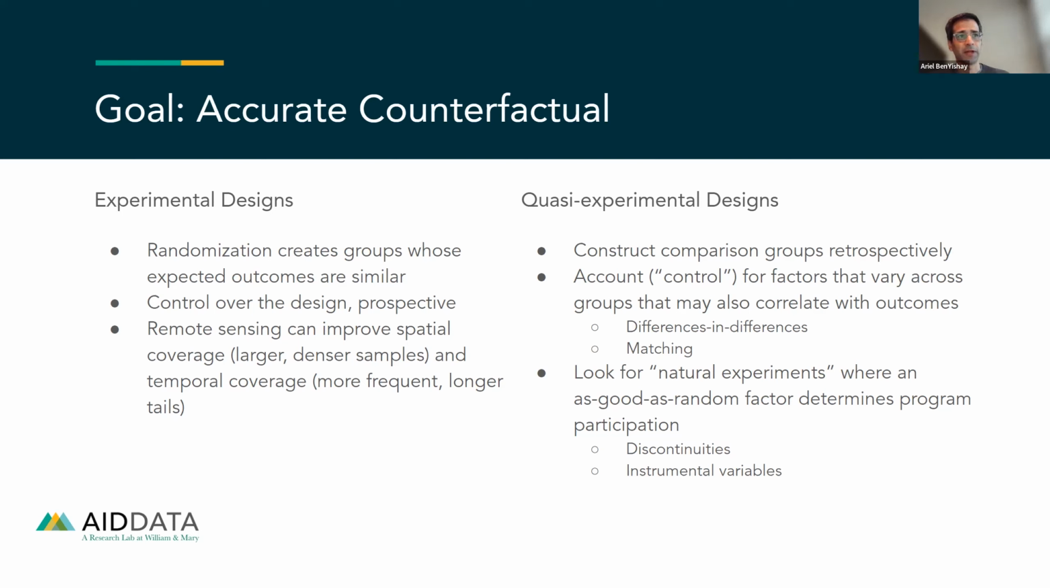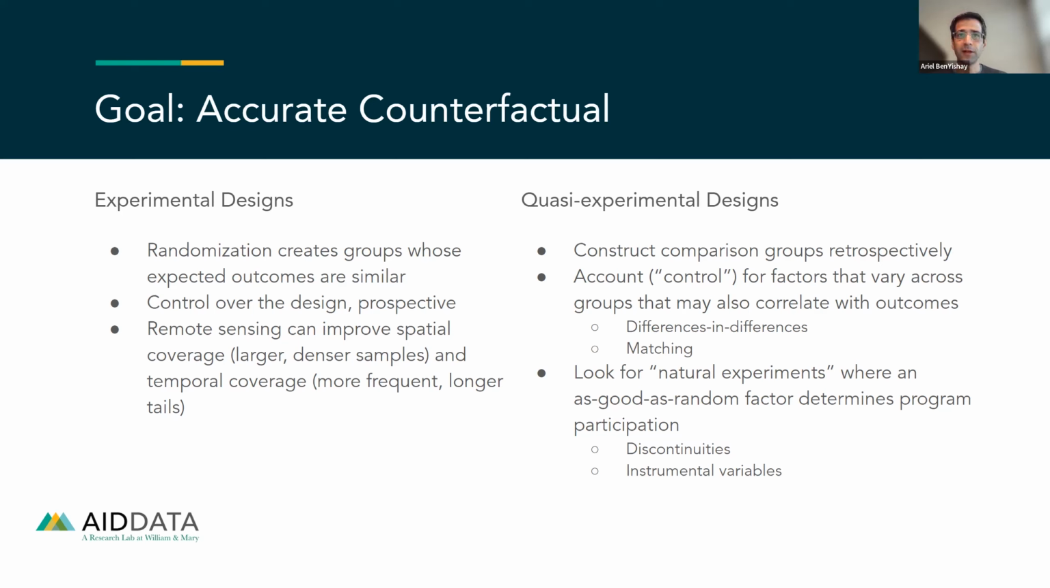The first approach will be to attempt to account for or control for the factors that vary across the groups that might also be correlated with the outcomes. That'll be our differences in panel models. We can also attempt to use matching to further account for these differences, and sometimes combine matching with the panel models.